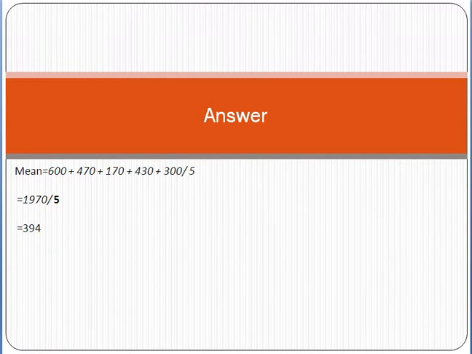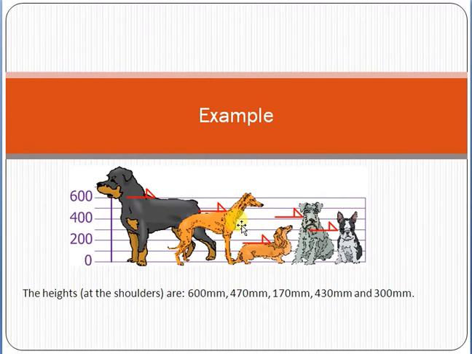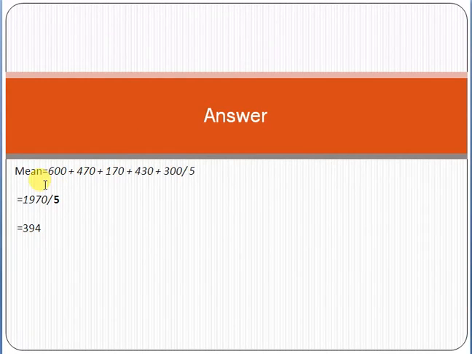There were 5 dogs, and these are their heights. First of all, we have to calculate the mean. We will sum up all these 5 values of heights and divide by 5. So it will become 394. 394 is the average height of the dogs.